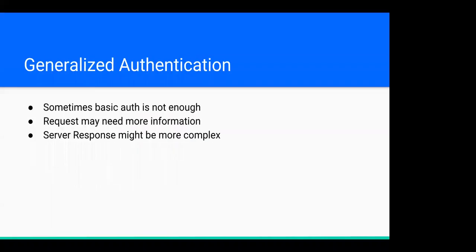All right, so now we'll move on to generalized authentication. Like I said, sometimes basic is not enough. Sometimes you don't want to necessarily send the same information with every request. Maybe you're using something like OAuth, that's more complicated. And so the request may need more information and the response might be more complicated. So this is going to be the one time where we're going to actually dig into the network types themselves, specifically the requests.